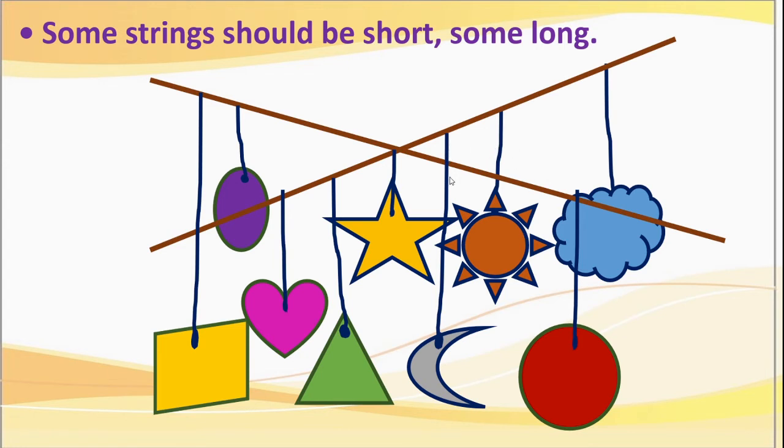Correct? And what about this crescent moon string? This is long. This is also long. Triangle string, isn't it? Yes. How to tie this? Some shapes should have short string and some shapes must have long string. Okay, this you have to take care while tying these shapes to the arms of the stick.